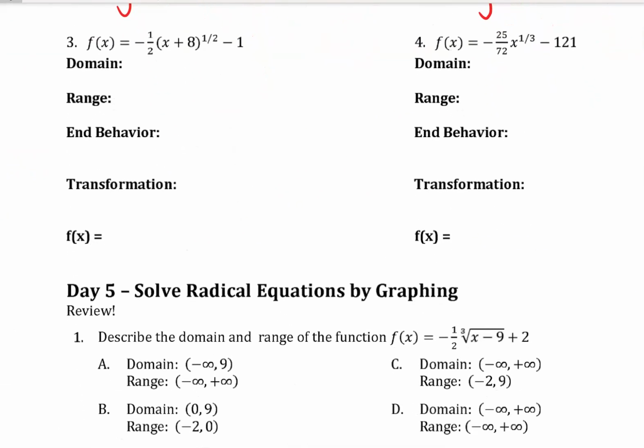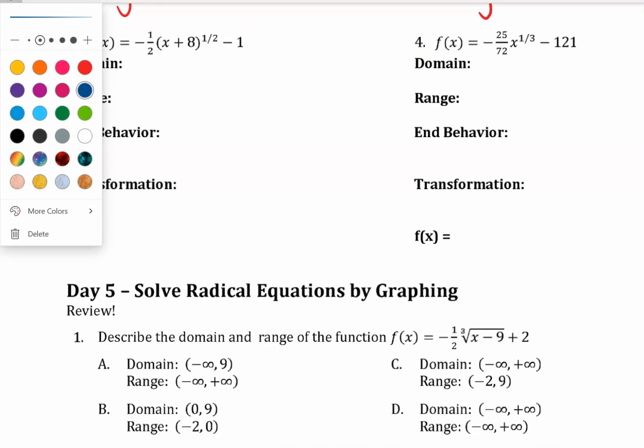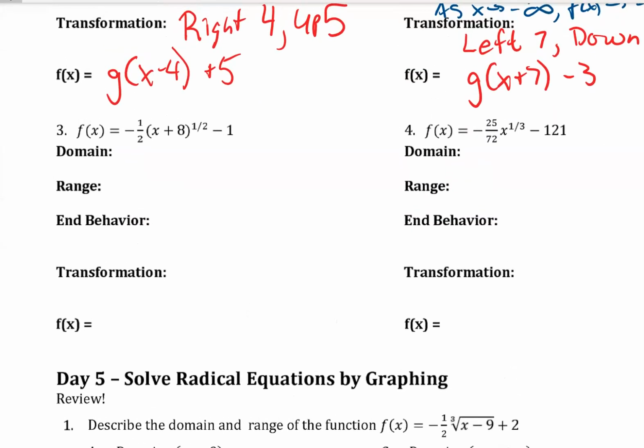Number 3. My blue pen back. Without graphing. First off, raising to a 1/2 power means I can really rewrite this as negative 1/2 times the square root of x plus 8, and all of that minus 1. So again, I know that inside my square root, I cannot have a negative number. So when would that be equal to 0? That would be when x equals negative 8. Then x could equal any number bigger than that. So my domain is all real numbers such that x is greater than or equal to negative 8.